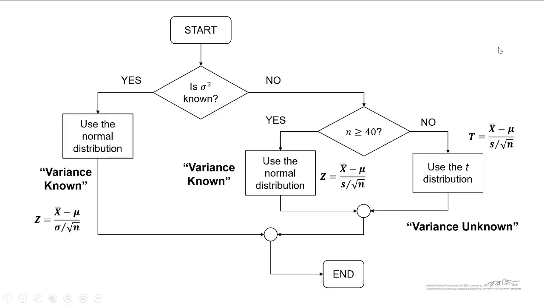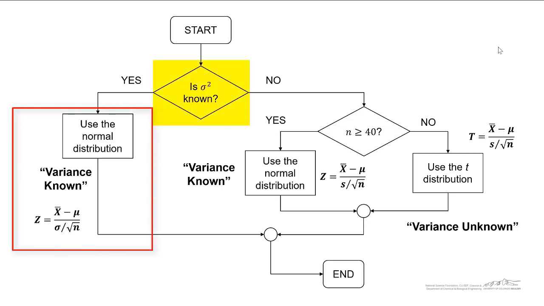In a previous screencast, I showed you this flow diagram, where if you know the population variance, then you can use the normal distribution on the left here. We can calculate the test statistic, z, as x bar minus mu over sigma divided by root n.